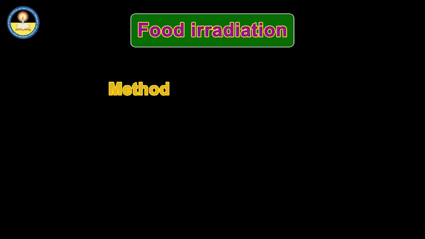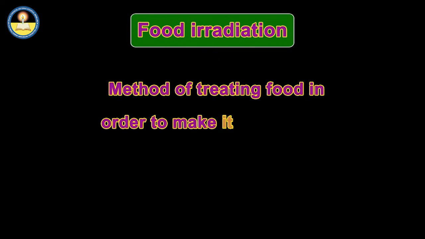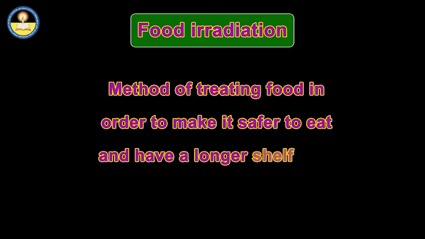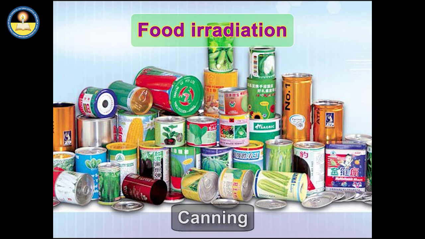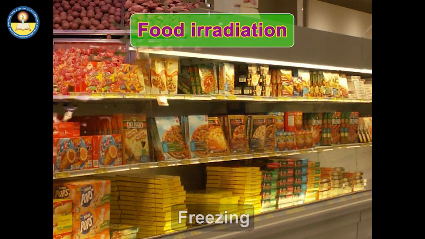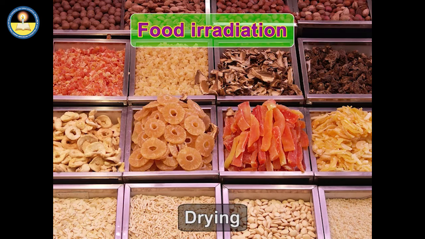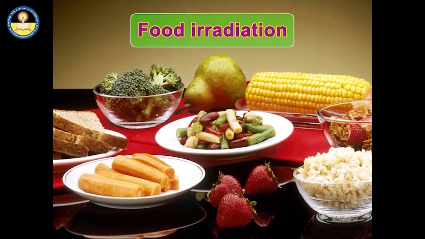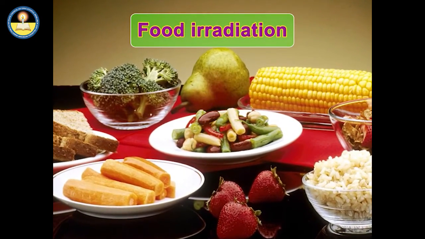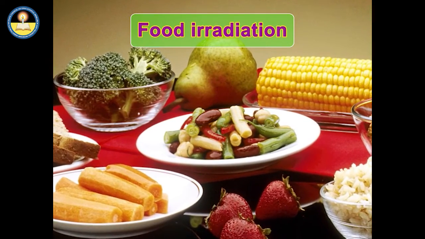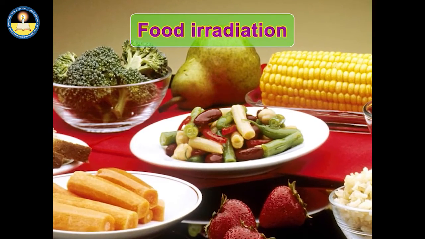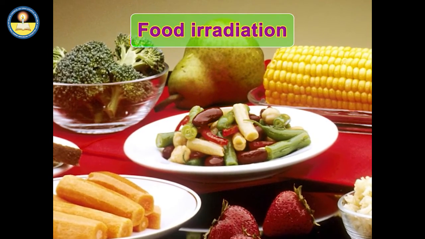Food irradiation is a method of treating food in order to make it safer to eat and give it a longer shelf life. This process is not very different from other treatments such as pesticide application, canning, freezing, and drying. The end result is that the growth of disease-causing microorganisms or those that cause spoilage are slowed or eliminated altogether. This makes food safer and also keeps it fresh longer.